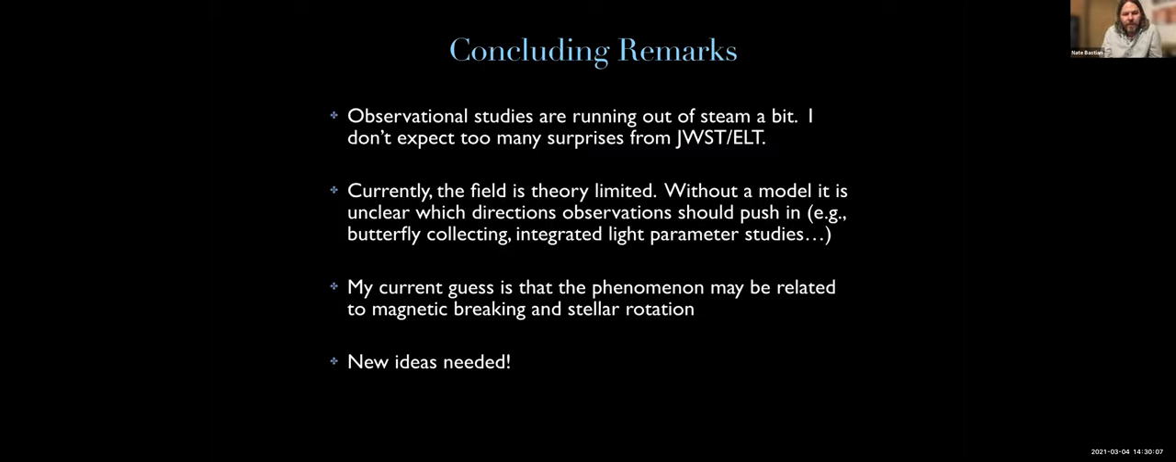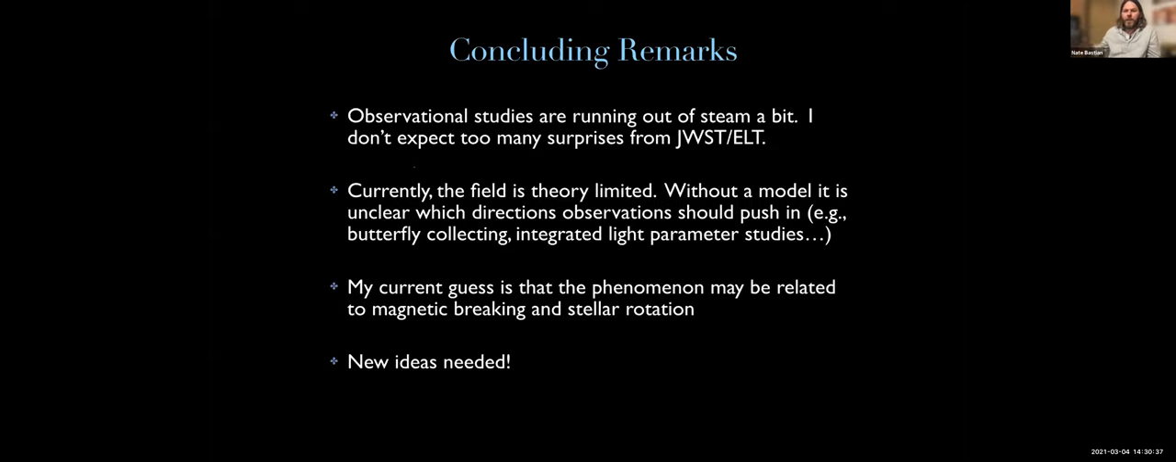less sensitivity. My current guess is that it's somehow related to magnetic braking and stellar rotation, but of course I need to note that there's no theoretical reason that should be the case. There's no model that would predict any of these abundance trends happening at that age or that mass limit. This is just basically what the observations seem to point to at the moment. And finally, again, just to emphasize that we need new ideas, and hopefully I've gotten you thinking about this new problem. Thank you.